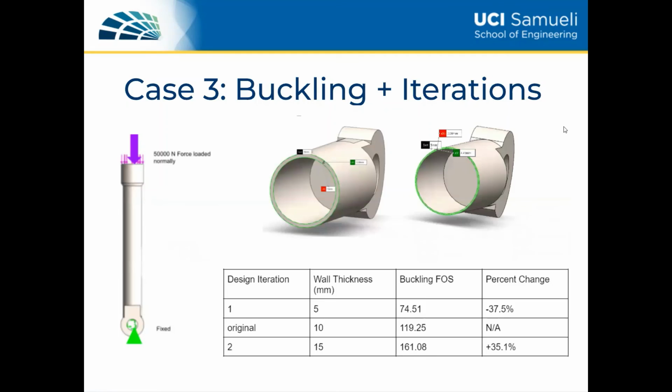The third case is buckling, where the inner circular face is fixed and there's a 50,000 Newton force downwards. In the original case, there is no failure. However, I increased and decreased the wall thickness to see how that would affect the buckling factor of safety. In all cases, we still meet the requirement. However, the 5mm one is recommended since it still meets the requirements and uses less material. However, the fluid part of the cylinder is not modeled, which can affect these results.